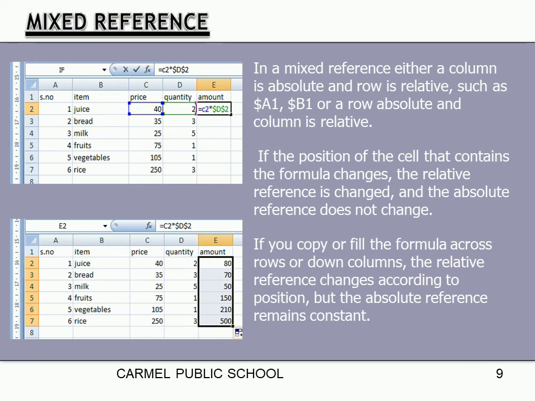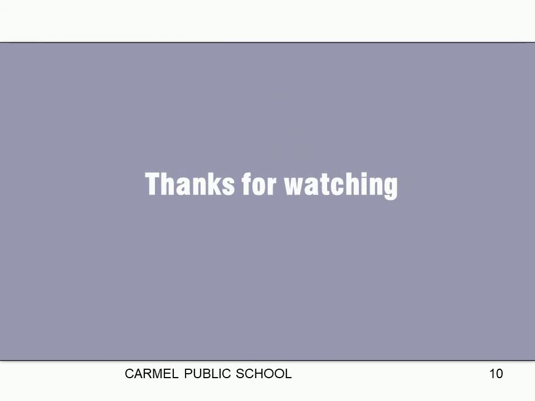Here I have given C2 into $D$2. It means the C column alone is relative, and the D column is absolute. So it will consider all the numbers which you have typed in the C column with only the D2 cell alone. It means it is 40 into 2. It will print the answer. If you drag, you will get only the relative answers. So that is a mixed reference.